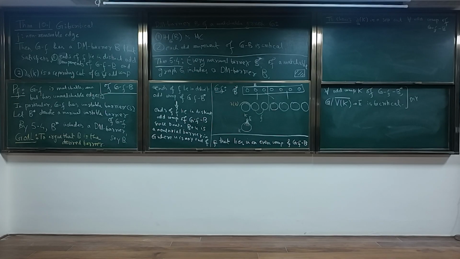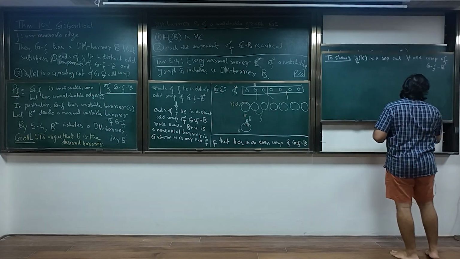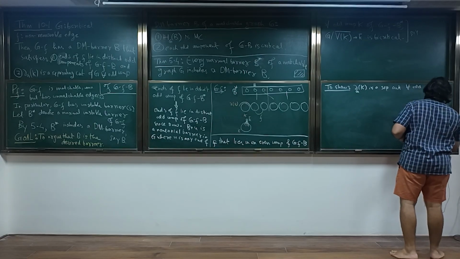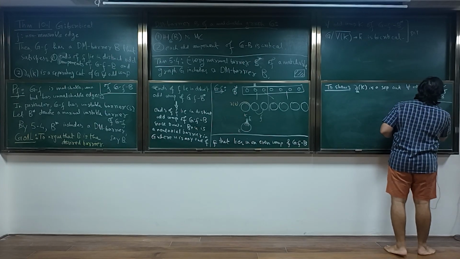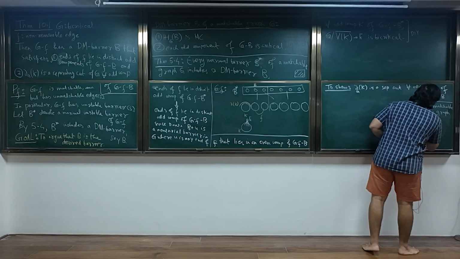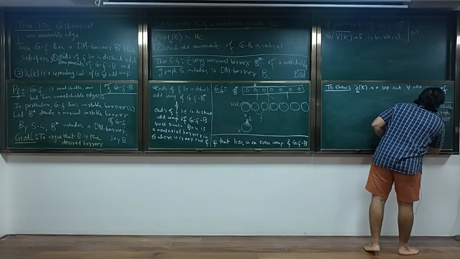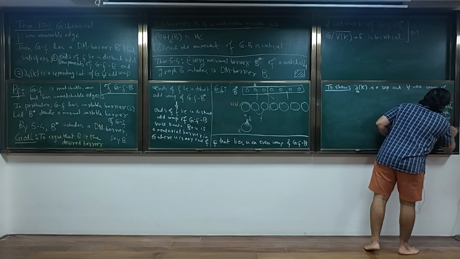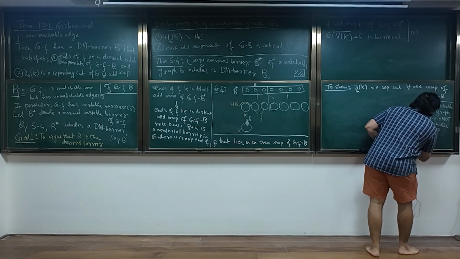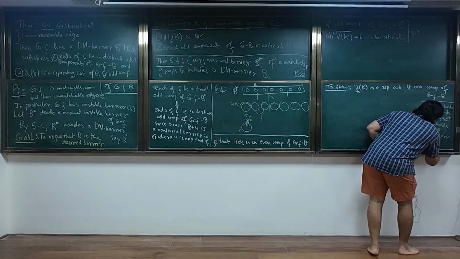So I'll give you a hint, which is the hint I've given many times for many other things. Here is the hint. G is a matchable graph. G minus X minus Y is not matchable if and only if there exists a barrier containing both X and Y.